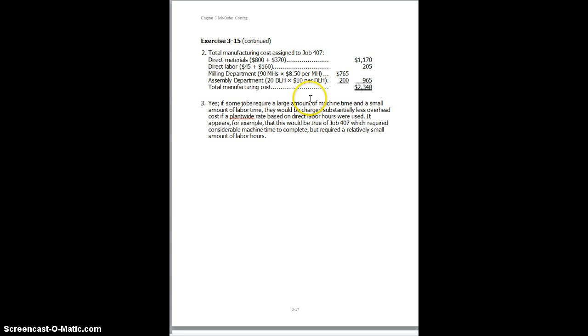So if some jobs require a large amount of machine hours and a small amount of labor time, they would be charged less overhead cost if a plant-wide rate based on direct labor hours were used. This does it for our discussion of the solution to exercise 3-15.